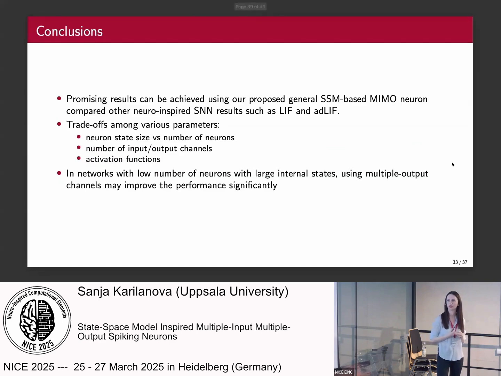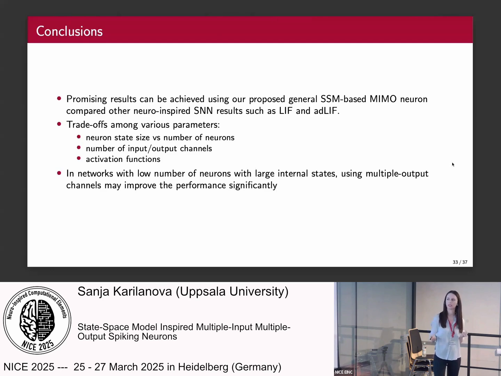Some of the things that we can conclude are that there are many proposed types of models in the literature. We contribute to this line of work by proposing a state space model inspired multiple output, multiple input neuron. And in this work, our results show that we can achieve a similar level of performance when we compare it to AdLIF and LIF type of networks in models where there's no data augmentation or a similar level of parameters. In those cases, there is a comparable performance.